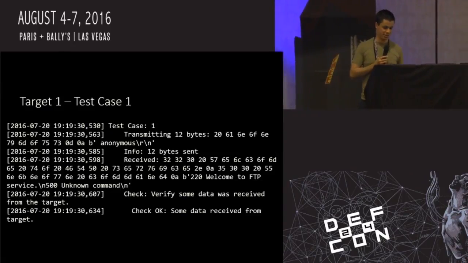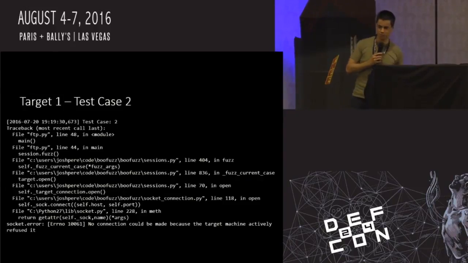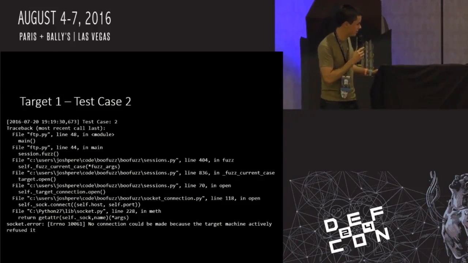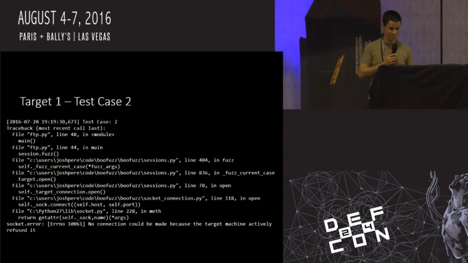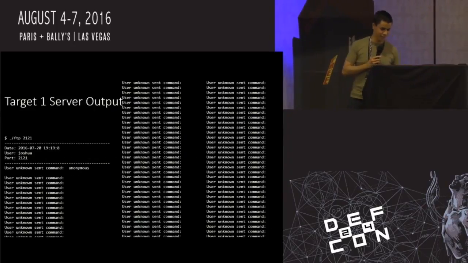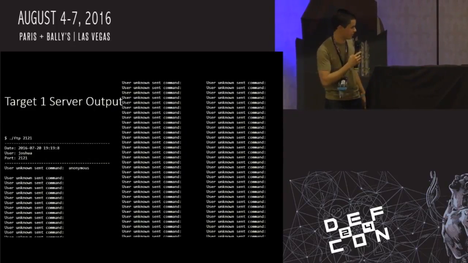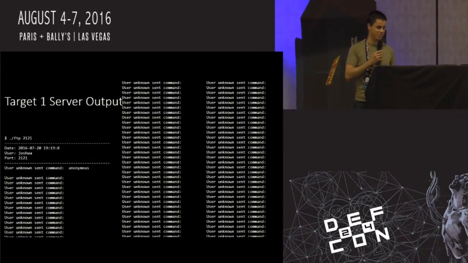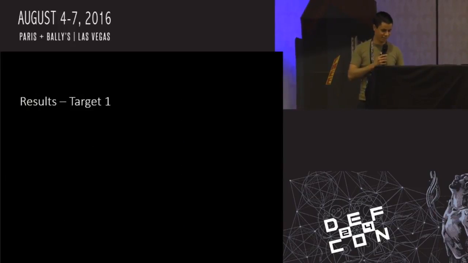So first test case is OK, check OK, some data received from target. And test case 2, a socket exception. So that's kind of a bug in the framework, but, well, maybe something actually happened in the server. And you got an infinite loop here. So this is what the server did. The unhandled exception is a bug, but it actually found a real crash. So that's good enough for me for right now.